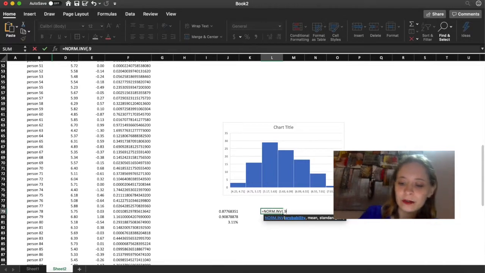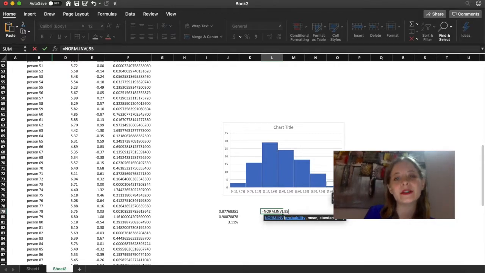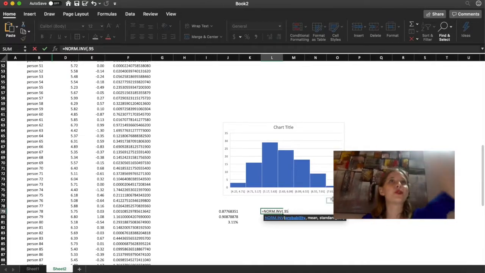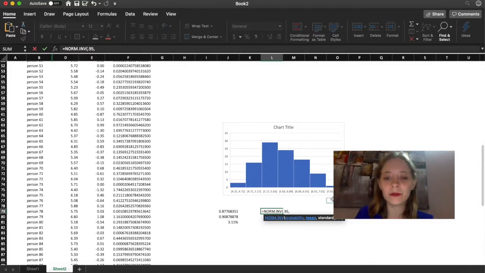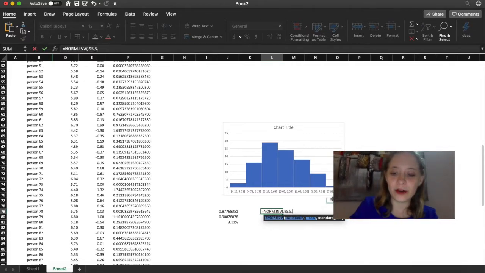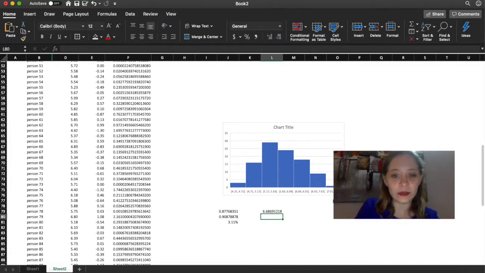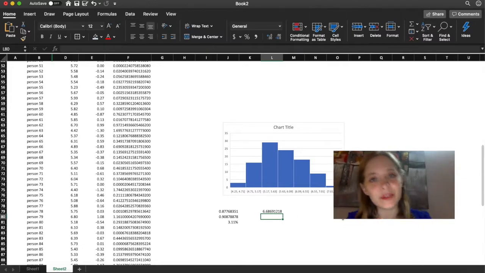So I'm gonna write here 95% because I'm interested in this little last detail here. I want to look up someone who's very, very tall. So to do so, we need to find the threshold for which 95% of people are shorter than. So we're gonna put 0.95. Then we need to describe this normal distribution to Excel. So we're gonna put here 5.7 and the standard deviation, close parentheses, and here we go. 6.6 feet tall would be that number.